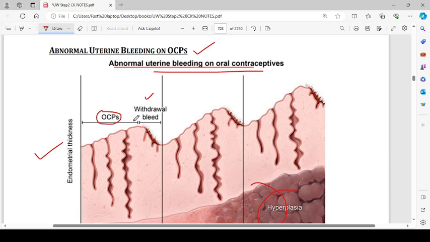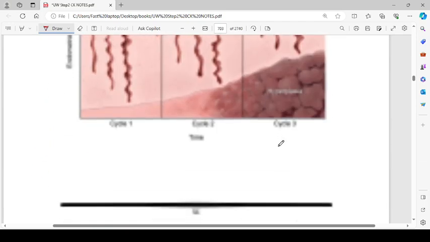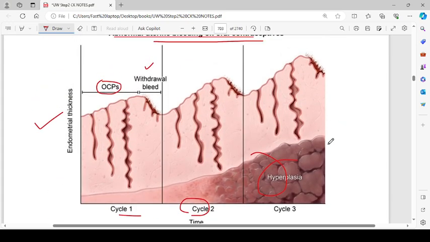All I know is that oral contraceptive pills decrease the risk of abnormal uterine bleeding. So what is the meaning of this diagram? It means something which I don't know. I actually have no idea what the meaning of this diagram is, but we'll see that later on sometime maybe.